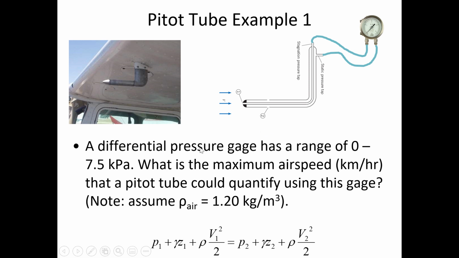All right, so let's take this pitot tube and turn it on its side. If we know that the gauge has a range of 0 to 7.5 kilopascals, so that's the maximum pressure difference that can be measured, then what would be the maximum airspeed in kilometers per hour that we could measure with this kind of a pitot tube setup? So we're going to be assuming that it flies through air that has a density of 1.2 kilograms per cubic meter. And if you know that's the air density, then you can also determine the air unit weight.